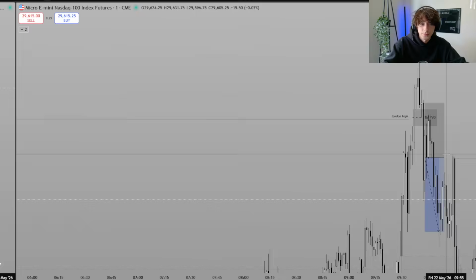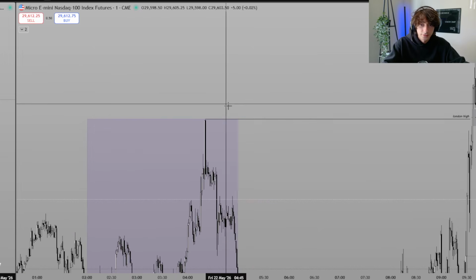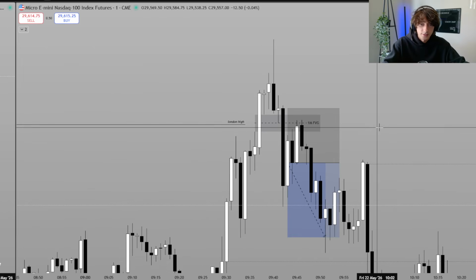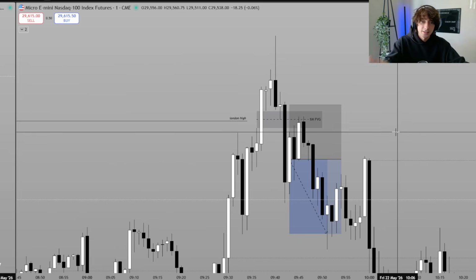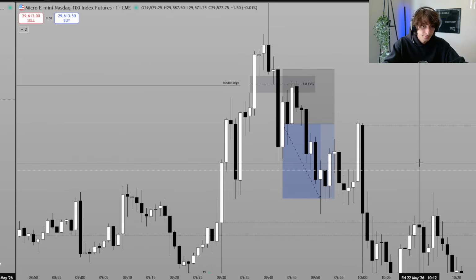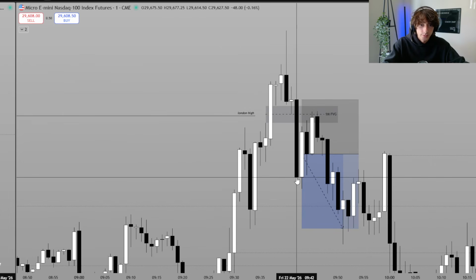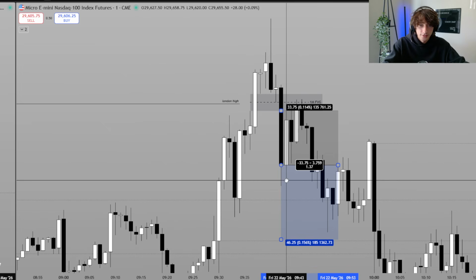What does that tell you? We've taken out a high, something like this, a very significant high, and we displaced lower, and we've disrespected this buy side imbalance. That kind of tells you the market wants to go lower, doesn't it? For at least this draw on liquidity here. So we get this very large displacement candle.